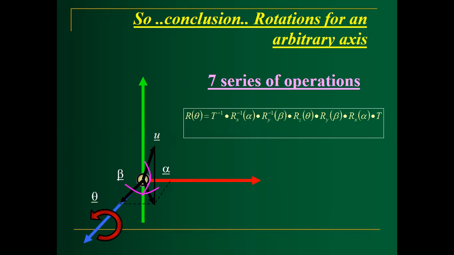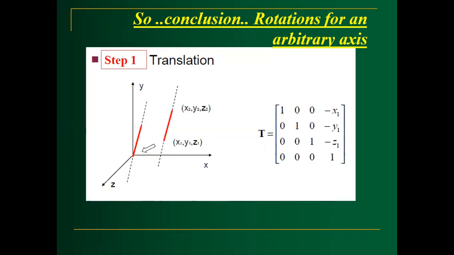Now if we go back to that big equation, remember, just before going back, a quick summary. Step 1, let us say this is the arbitrary axis, this red dotted line is your vector, this red line is your unit vector, P1, P2, X1, Y1, Z1, X2, Y2, Z2. Bring this X1, Y1, Z1 to the origin. So minus X1, minus Y1, minus Z1. If this is 10, 20, 5, then minus 10, minus 20, minus 5 will bring this to the origin.